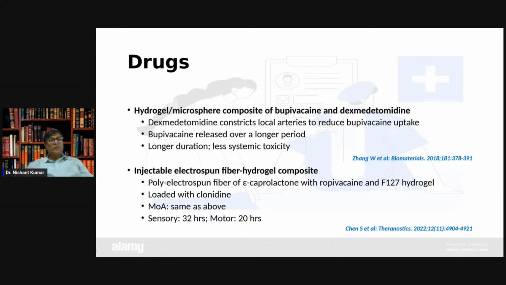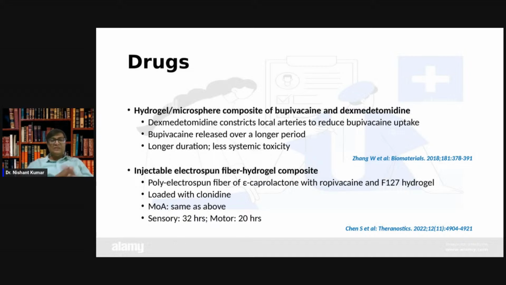Then we have the hydrogel microsphere composite of bupivacaine and dexmedetomidine. We are now routinely adding dexmed to our bupivacaine. So instead of adding it to the syringe and waiting, okay, fine, this will act, we have a hydrogel microsphere composite, and dexmedetomidine constricts local arteries to reduce bupivacaine uptake, and bupivacaine is released over a longer period of time. So longer duration, less systemic toxicity. So you have two cakes in both your hands.